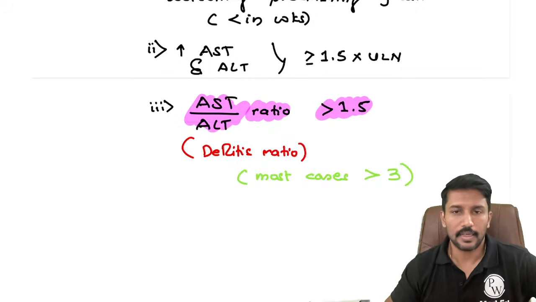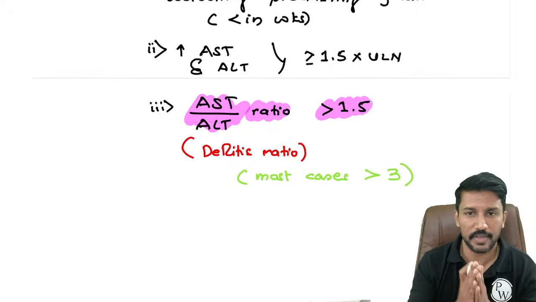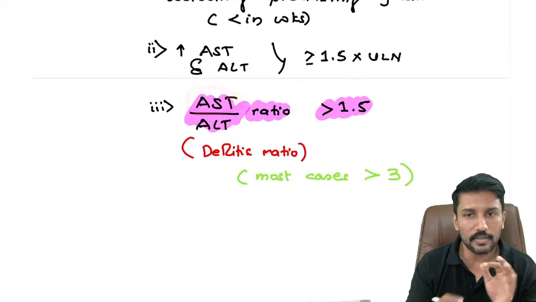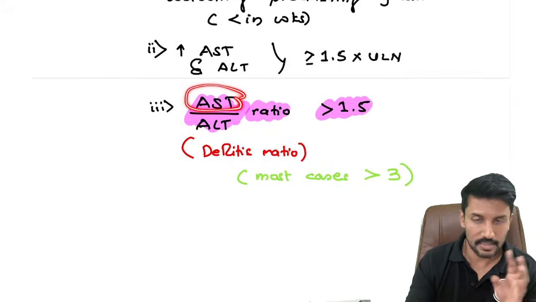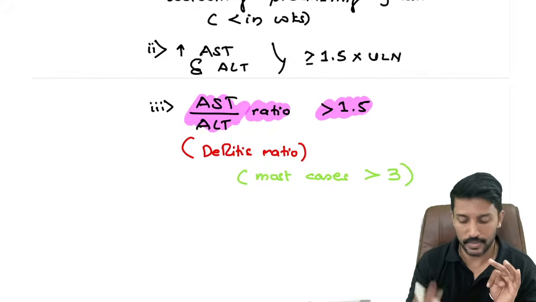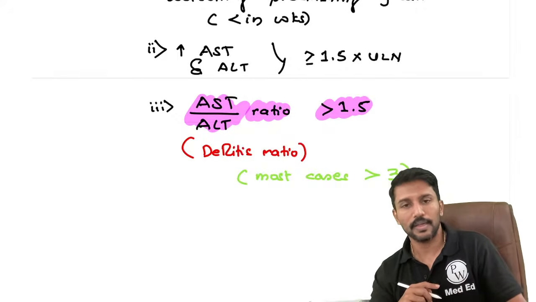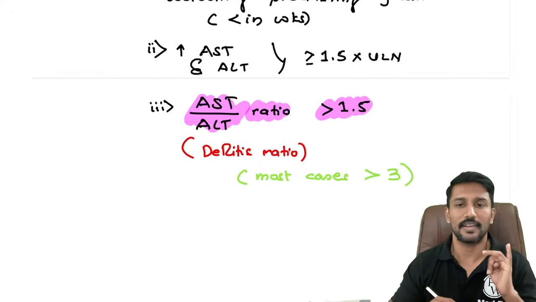AST by ALT ratio. Why is this important? Because ALT is liver specific, right? AST is not specific to liver. AST exists in your RBCs, right? It exists in cardiac myocytes. That's why even AST is a cardiac injury or MI marker. Okay, and it is also there in your skeletal muscles.